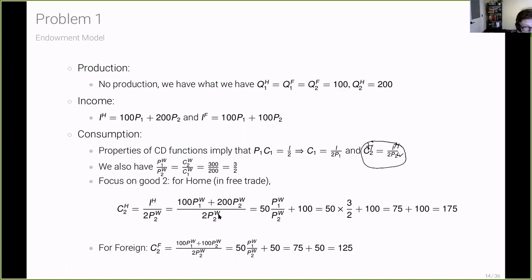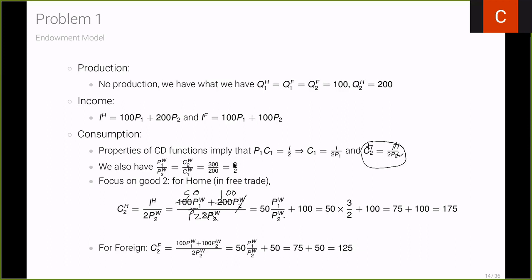And so here, I take income, I plug it in here, and then I'm just going to divide everything by 2 PW2. If I divide everything by 2, this gives me 50. This gives me 100. If I divide everything by P2 here, then I get P1 over P2, and this P2 cancels out. So then I get 50 P1 over P2 plus 100. Does that make sense?